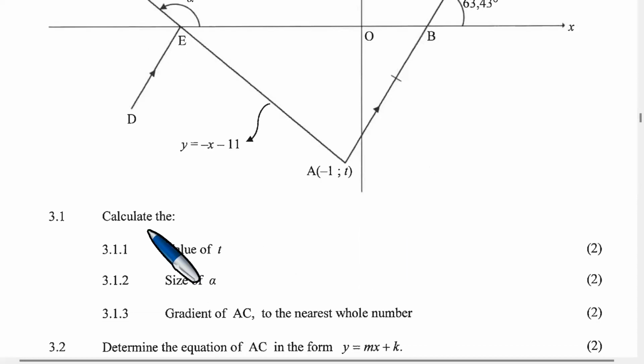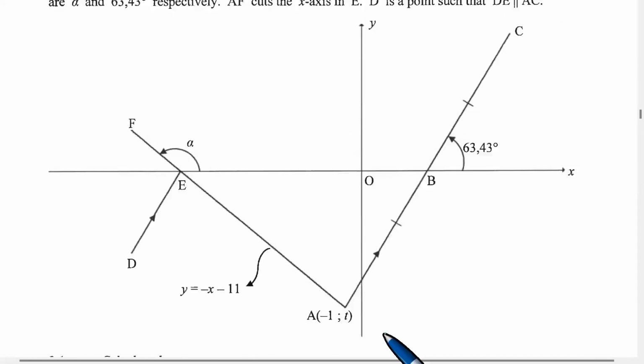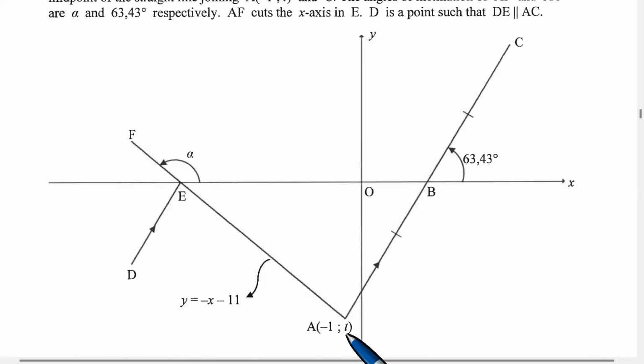Okay, now calculate the following, like the value of t. So we need to just find the value of t. Where is t? t is here. How do we find the value of t? There are a couple of ways to do that, but the easiest way is to consider any equation of the line such that A lies on that line. We can see A lies on the line AF, but it also lies on the line AC. So the easiest one is AF. The equation is already known, so we're just going to use that one.